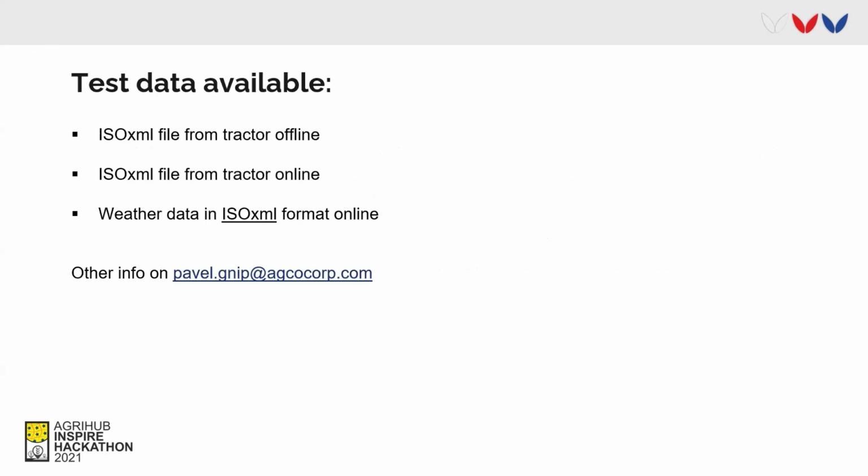Which data are available already for this case? ISO XML file from tractors offline. These data or same data could be available also online from tractor. And as an example, as I said before, the weather data in ISO XML format. So these three groups of data we have available from the farm, and we want to continue on that.